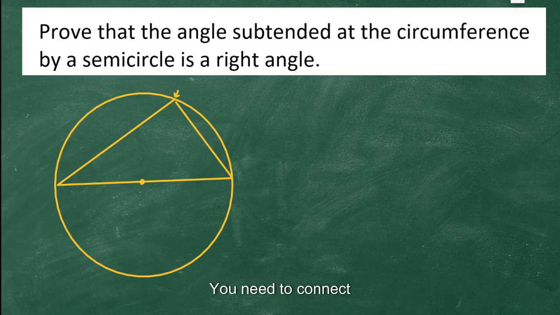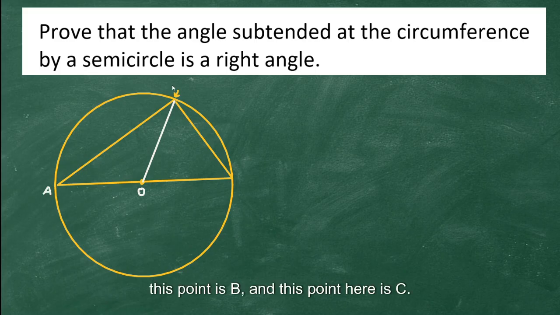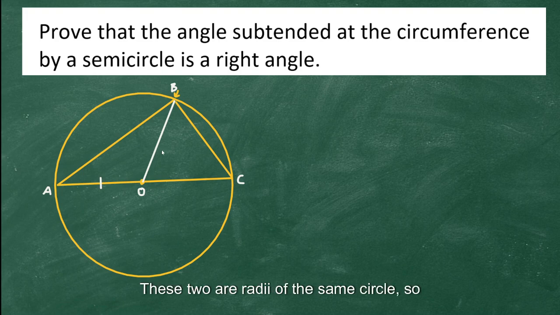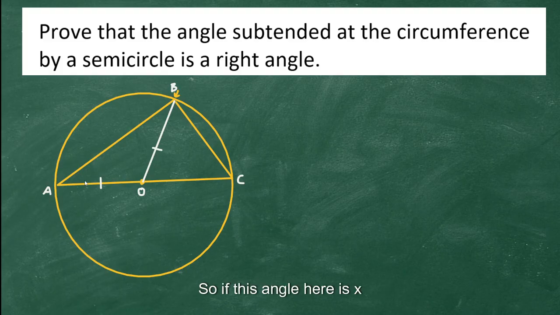Step 1. You need to connect the center to this point. Now, we know this is O, so this point is A, this point is B, and this point here is C. Now, these two are radii of the same circle, so obviously they are equal in length. So if this angle here is x, because this one is isosceles, this must be x. If this angle here is y, because these two are the same, this must also be y.